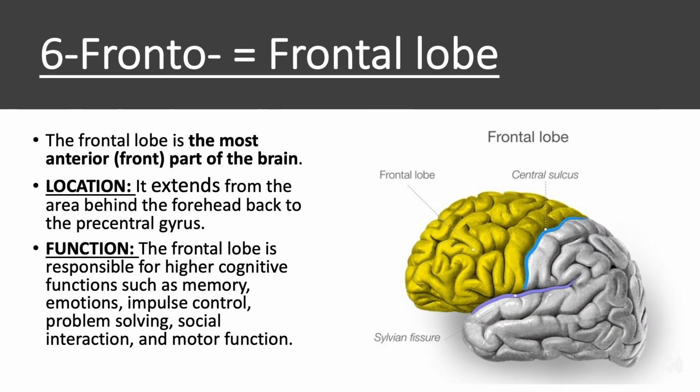Sixth example is fronto. Fronto means frontal lobe. The frontal lobe is the most anterior, front, part of the brain. Location of frontal lobe: it extends from the area behind the forehead back to the precentral gyrus. Function: the frontal lobe is responsible for higher cognitive functions such as memory, emotions, impulse control, problem solving, social interaction, and motor function.